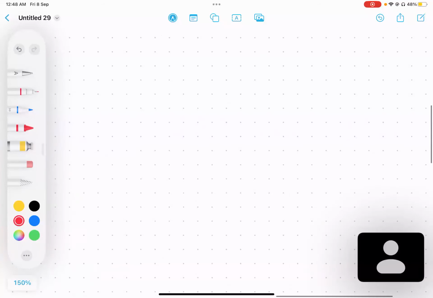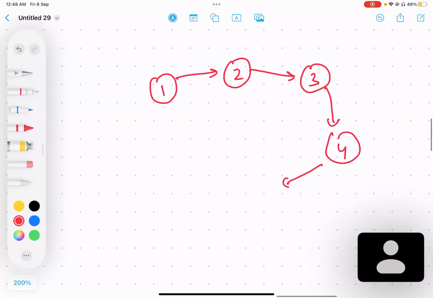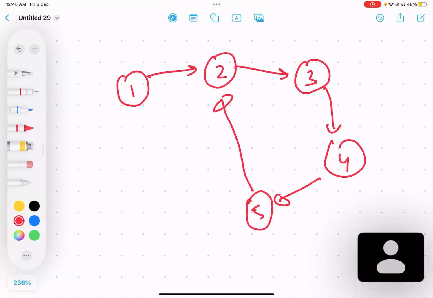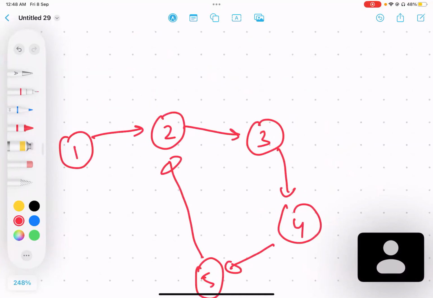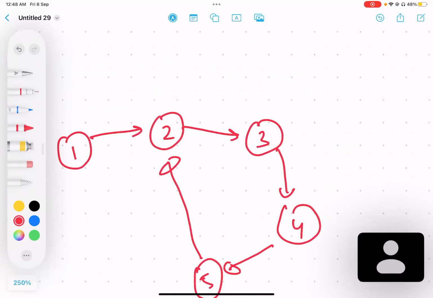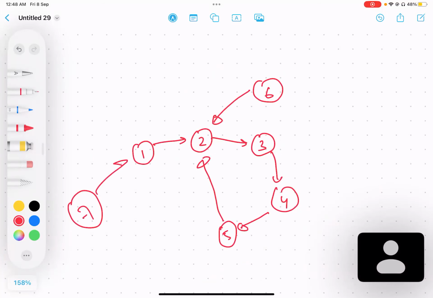So let's take one more graph again. Let's say we have a graph of this type. Here what it's saying is 1 is afraid of 2, 2 is afraid of 3, 3 is afraid of 4, 4 is afraid of 5, and 5 is afraid of 2. Similarly, let's say we have another person, 6, who is afraid of 2. Similarly, we have 7, which is afraid of 1, right?